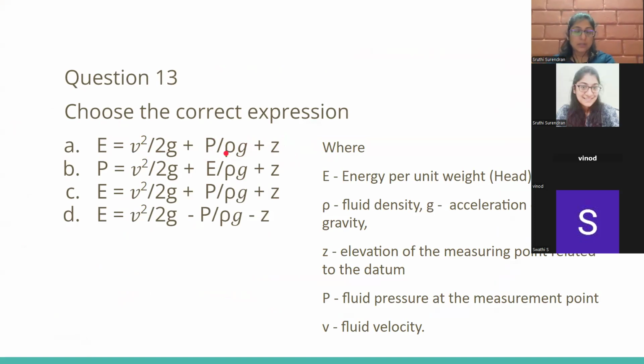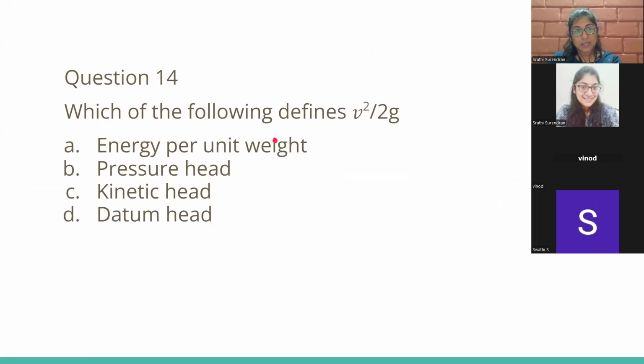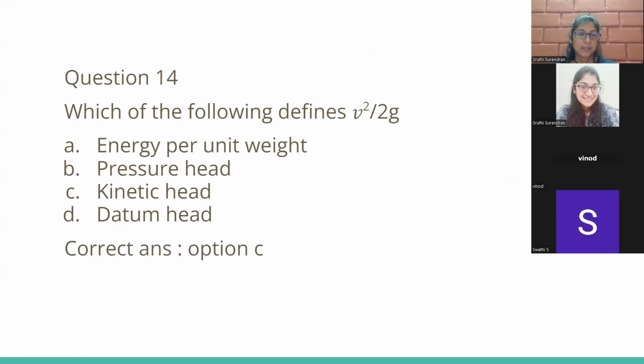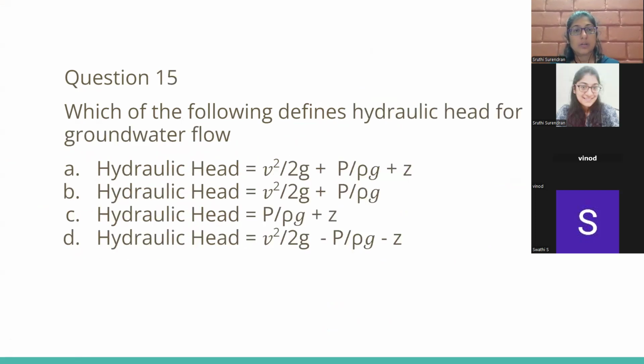So these are the different terms that are used for describing all these quantities to calculate the total energy of water. This is kinetic head, velocity head, or dynamic head. This is called the pressure energy or the pressure head. This is called the elevation head or elevation energy or gravitational potential energy. So that is why in this question V square by 2g, the answer would be kinetic head. Datum head is another name used to describe elevation head or elevation energy. Moving on, which of the following is defining the hydraulic head for groundwater flow?